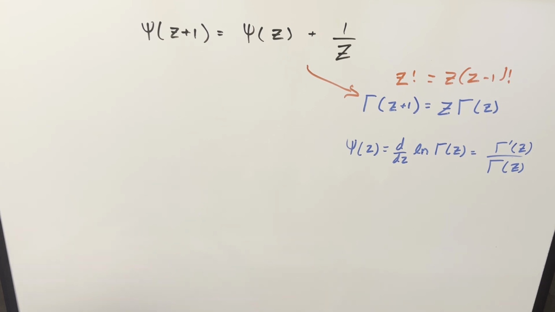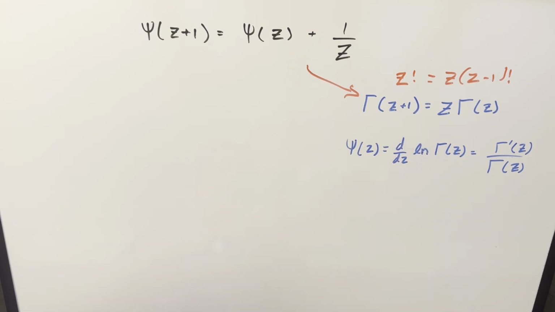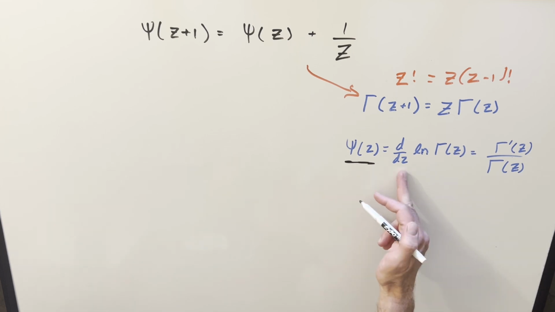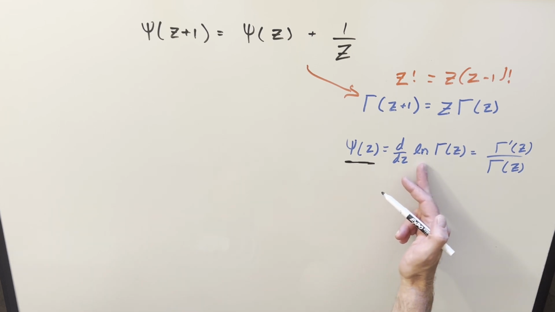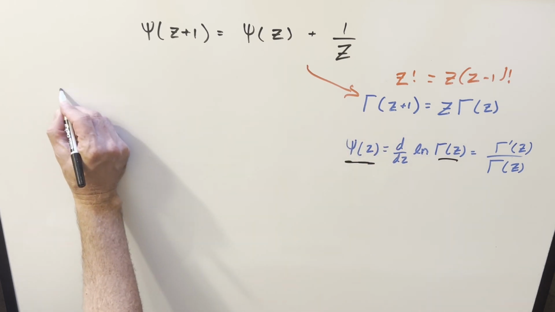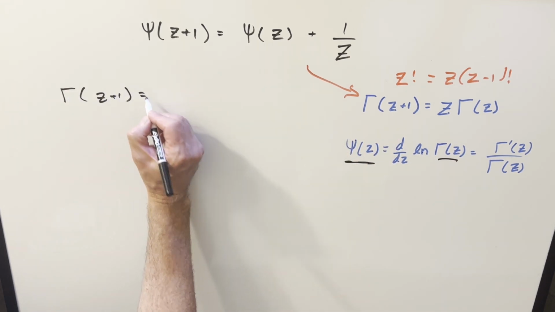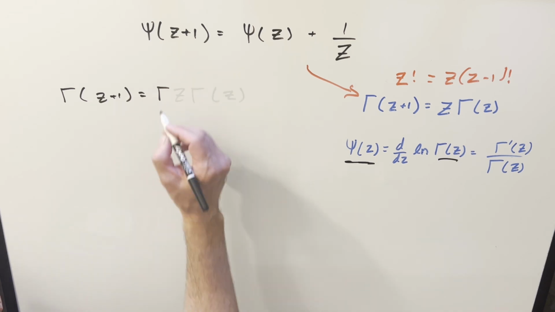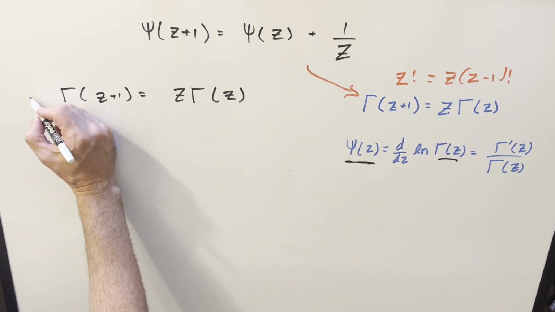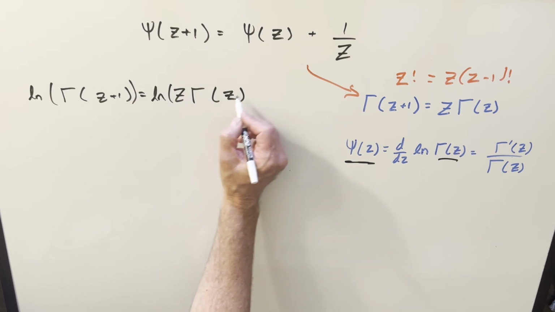But this is going to be pretty easy to show just using our formula over here for the gamma function and our definition right here for the Digamma function in terms of just the derivative of the natural log of the gamma function. So for our starting point, we're just going to use this relationship for the gamma function, writing it like this. And then all I'm going to do is take natural log on both sides of the equation.